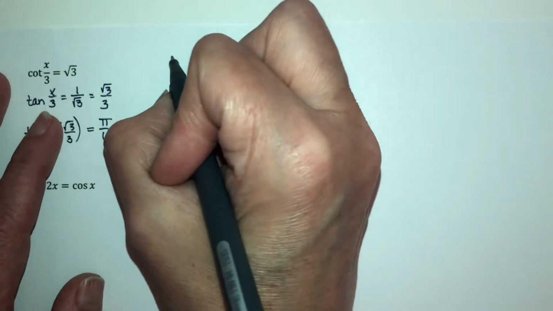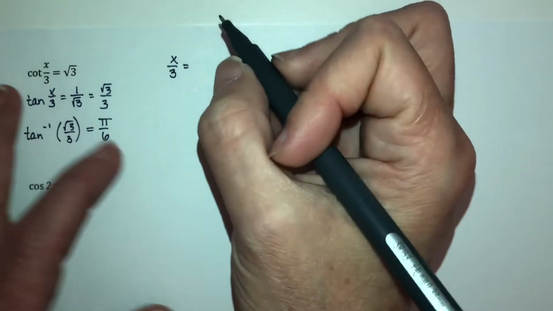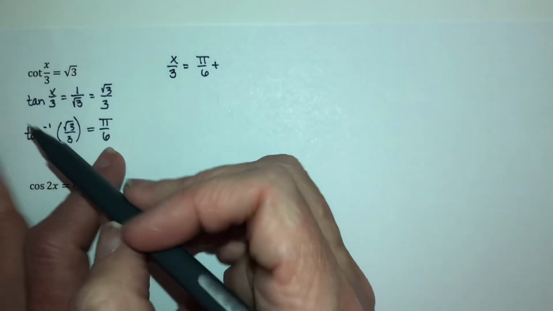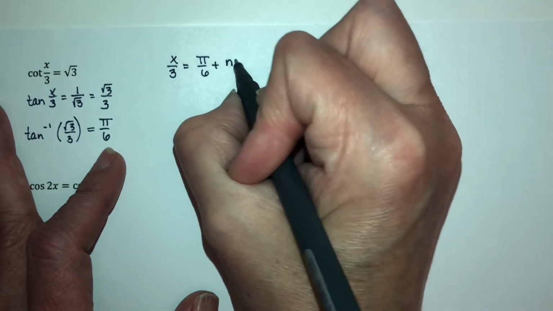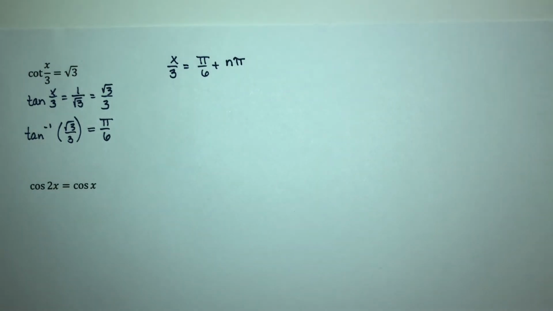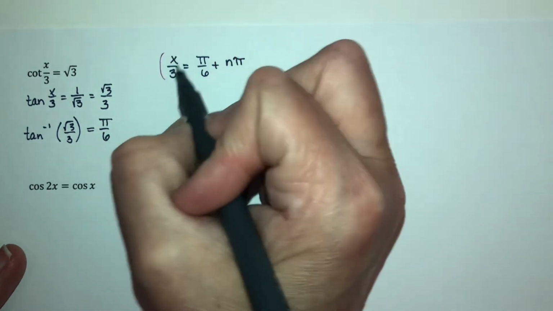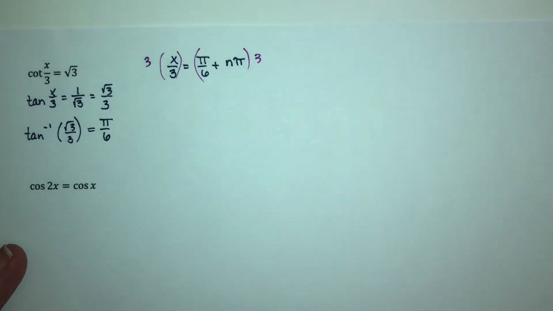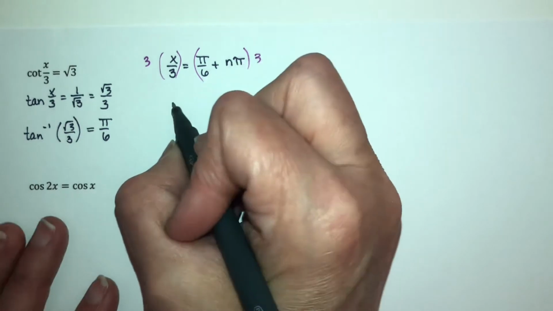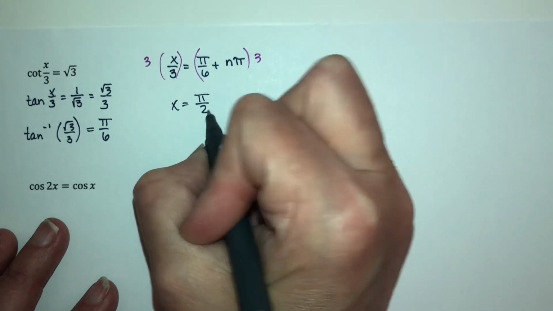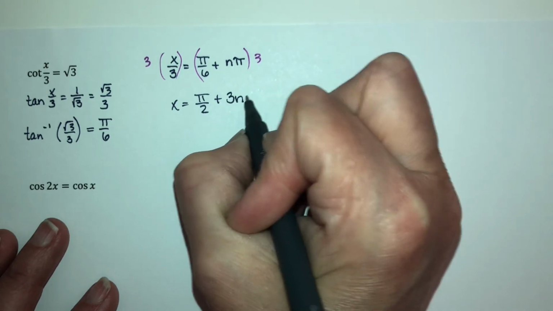So we have x over 3 is equal to alpha, which is pi over 6, plus, since it's tangent, n pi. And with tangent, we don't have a second set of possibilities. Now, I want just x, so I'm going to multiply both sides by 3 to get rid of that. So we get x is equal to 3 pi over 6, which is pi over 2, plus 3n pi.